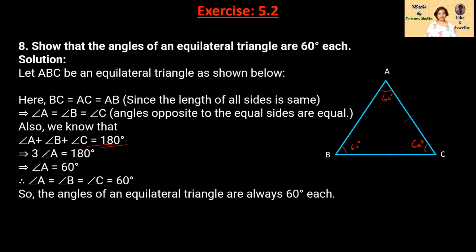So, because these all are equal, we can write A in place of B and C also. Thrice angle A equals 180, so angle A equals 60 degrees, dividing 180 by 3. So angle A equals angle B equals angle C equals 60 degrees. The angles of an equilateral triangle are always 60 degrees each, right? So here exercise 5.2 completes.